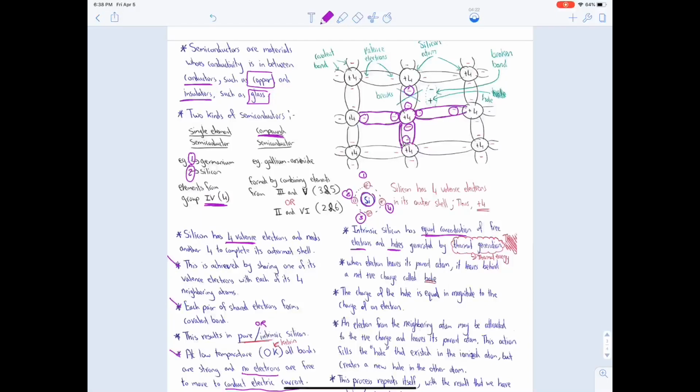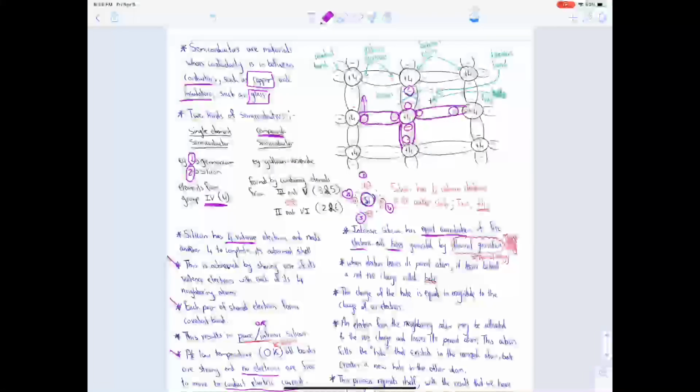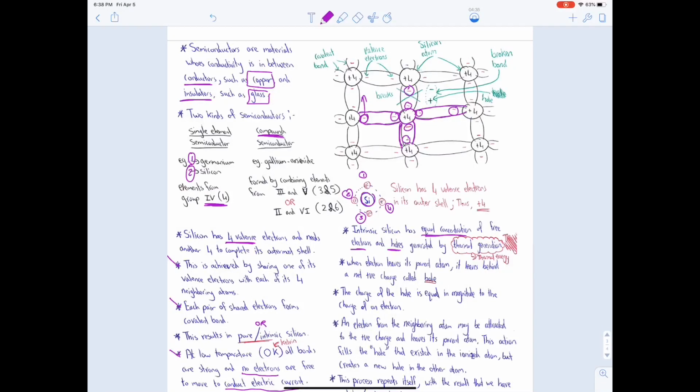Now, at room temperature, we said some of the covalent bonds get broken, right? When a covalent bond gets broken, an electron is free to move. When an electron leaves its parent atom, it leaves behind a positive charge. See here, it's illustrated in this figure. See, a bond is broken. Now, one electron has left its parent atom. It left behind what? A positive hole here.